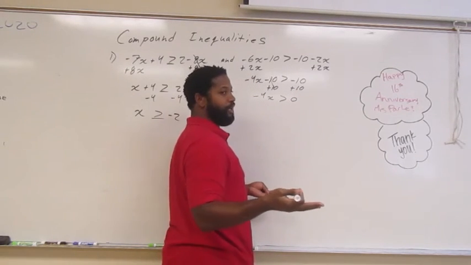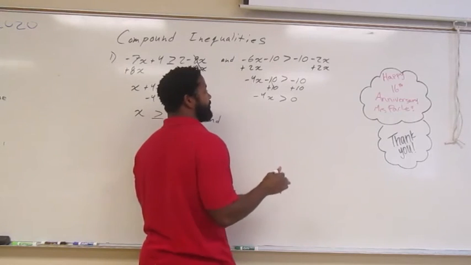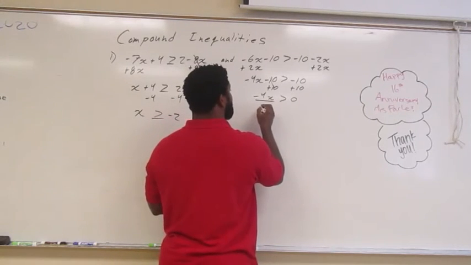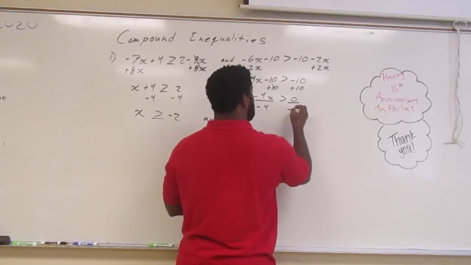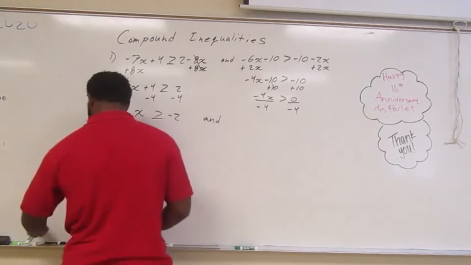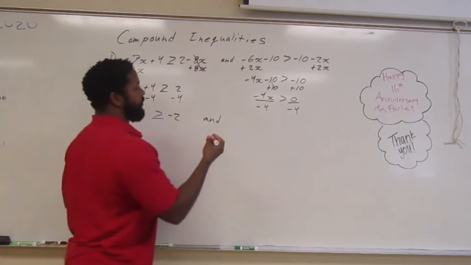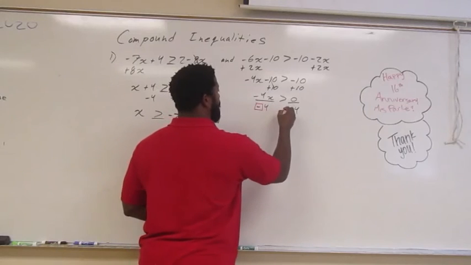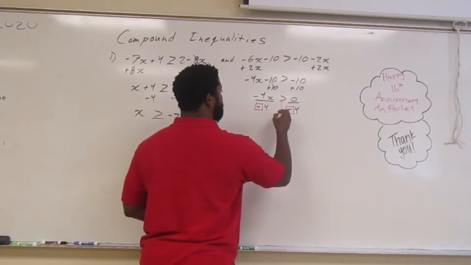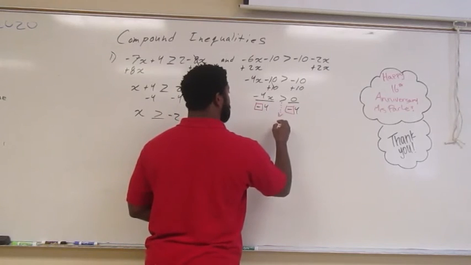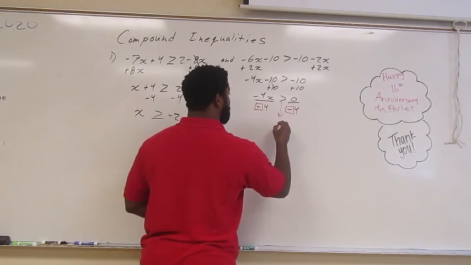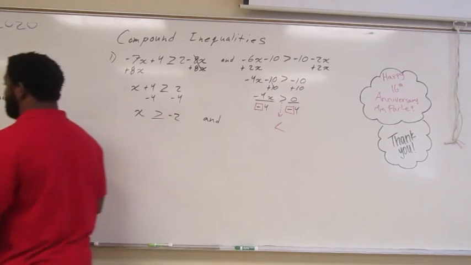0 divided by anything is what? 0. But in this type of situation, what are we dividing to the other side? Negative, so you're gonna flip the sign. We are dividing a negative to the other side, okay? This negative right here. So therefore, this sign flips from greater than to less than, okay? That's what happens.